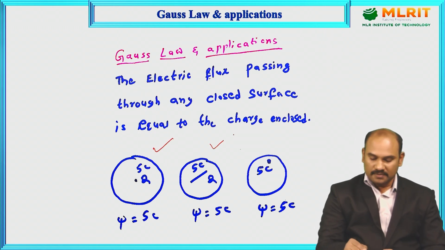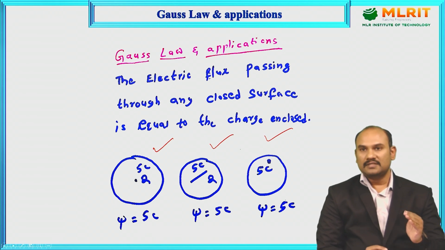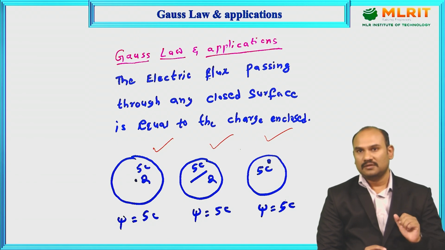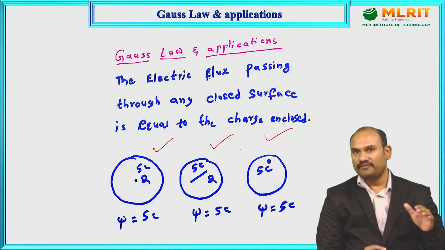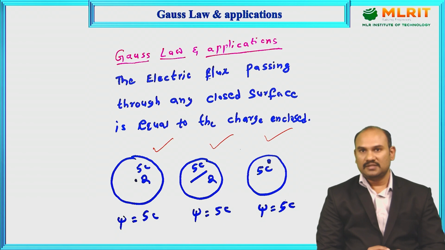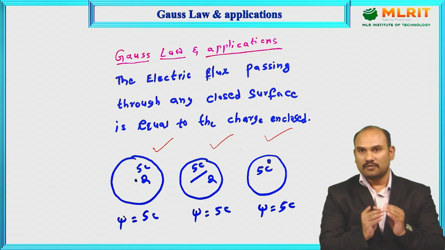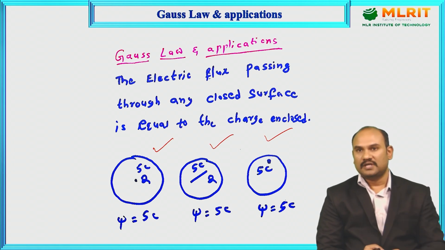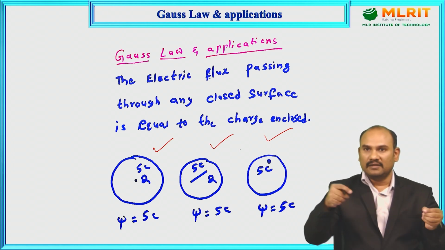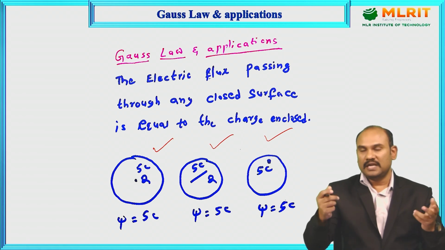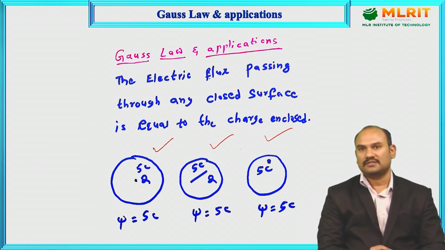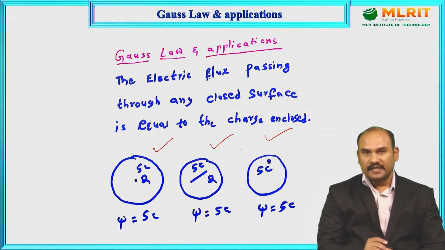Observe the three diagrams carefully. When I say electric charge, it can be a point charge, a line charge, a surface charge, or a volume charge. We have discussed this topic in charge configurations. Charge configuration means how an electric charge is spread or distributed. If the entire charge is located on a point, we say point charge. If the charge is spread on a line geometry, we say line charge. Like that, surface charge, volume charge.